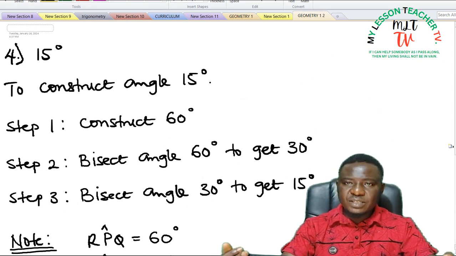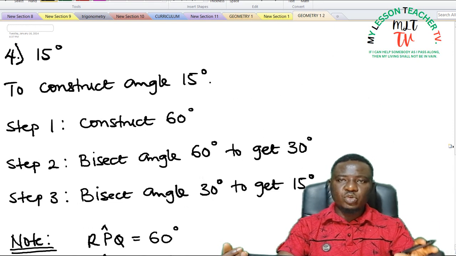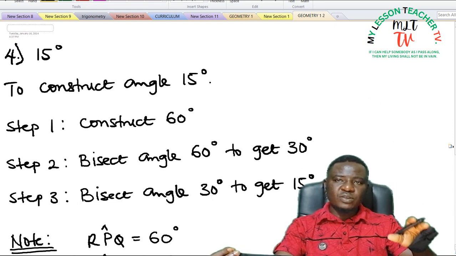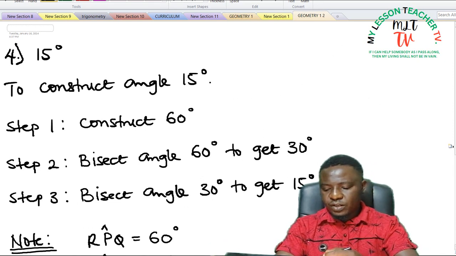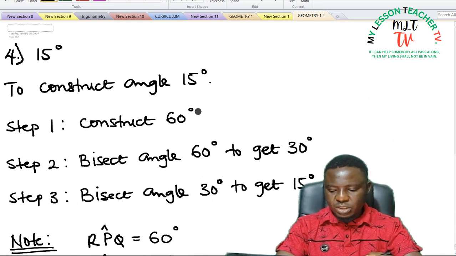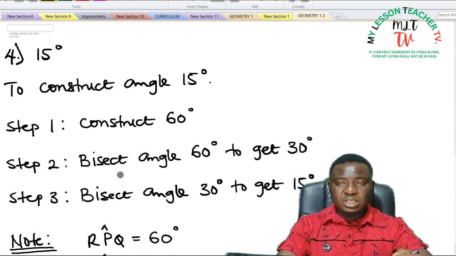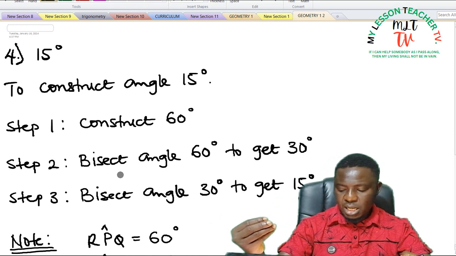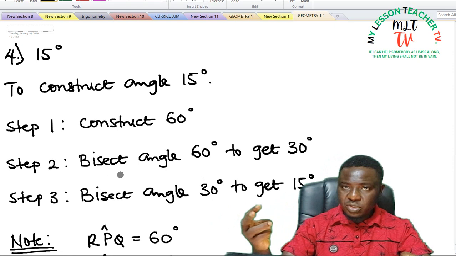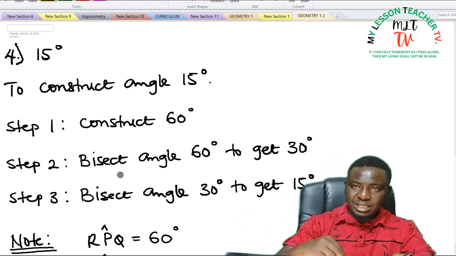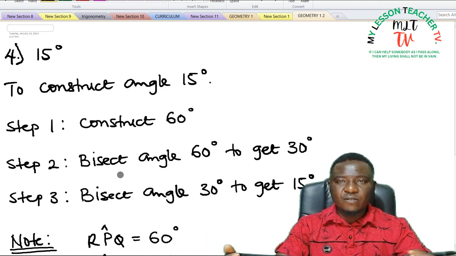To construct angle 15 degrees, all we need do is to bisect angle 30 degrees, of which you know that before you get angle 30 degrees, you must first of all construct angle 60 degrees. So to construct angle 15 degrees, you should first construct angle 60 degrees. After constructing angle 60 degrees, step 2 is to bisect angle 60 degrees to get angle 30 degrees. And when you have gotten angle 30 degrees, you also bisect angle 30 degrees to get angle 15 degrees.